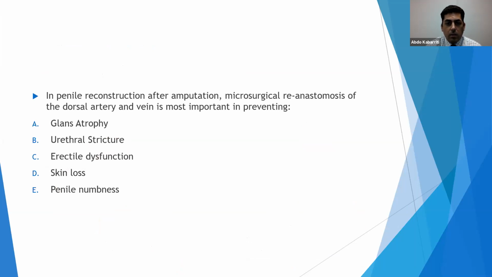So here's the first question. In a penile reconstruction after amputation, microsurgical reanastomosis of the dorsal artery and vein is most important in preventing. And those are the choices.